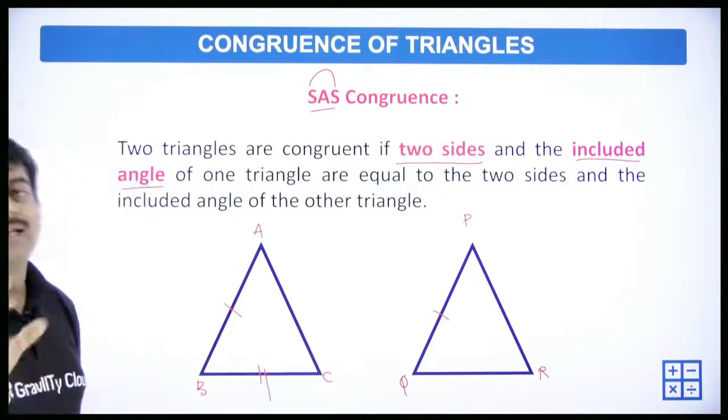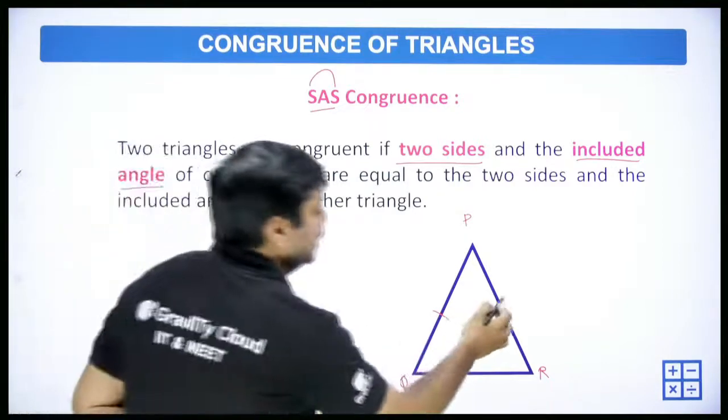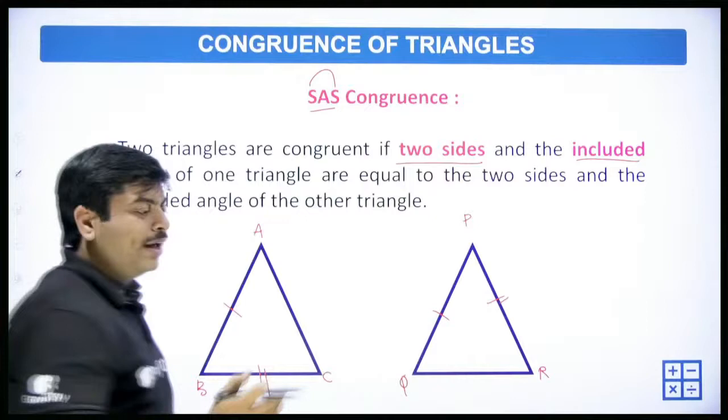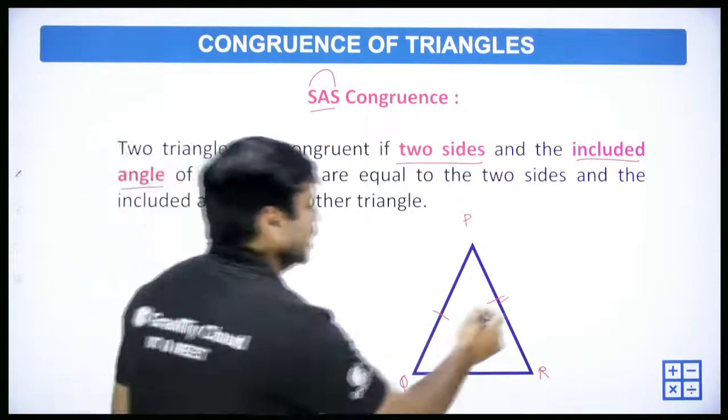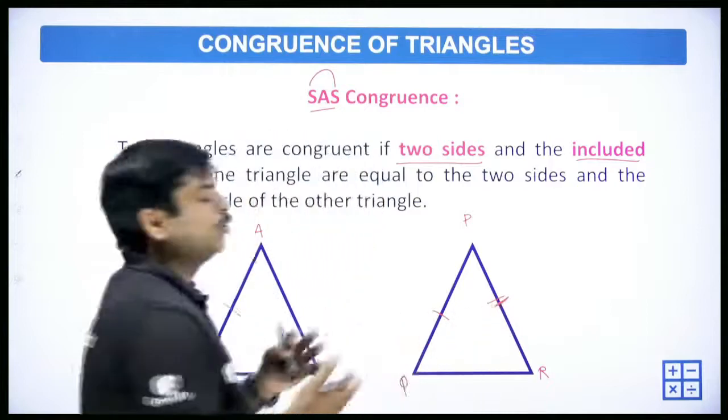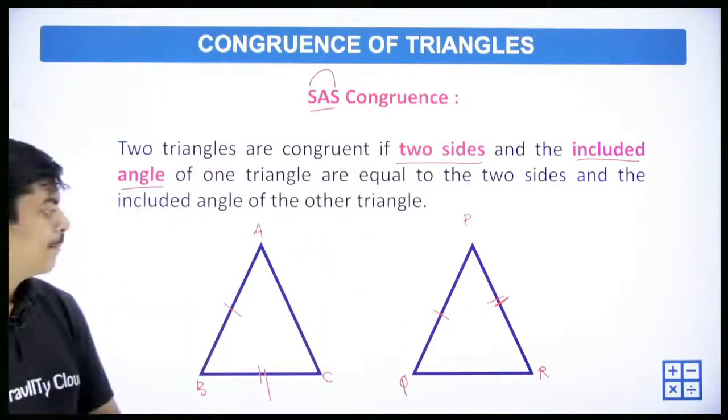BC, let's say it is equal to PR. It is very simple to relate BC and QR, but let's try to understand in a different approach. Let's say that this side is equal to PR, just for our reference.